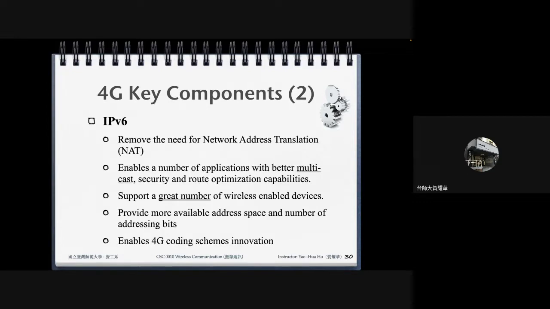Another advantage of the fourth generation is that besides using a full IP network, they are now using the IPv6 data structure, which removes the need for network address translation. Okay, each number of applications with better multicasting, security, and route optimization. It supports many more wireless-enabled devices because, compared to IPv4, IPv6 provides more available address space, which enables the fourth generation encoding scheme. Okay.